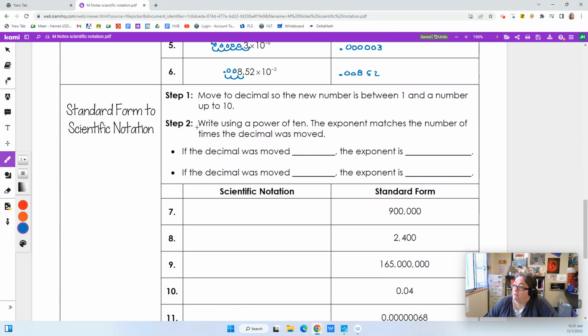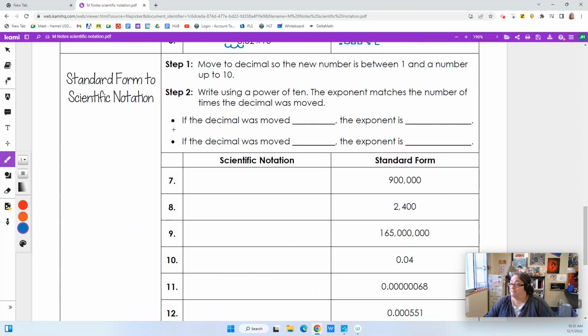Here we're talking about going from standard form to scientific notation, which means we're going in the other direction. And so we're going to be moving these. If the decimal was moved left, the exponent is positive in this case. And if it was moved right, it is negative, right?